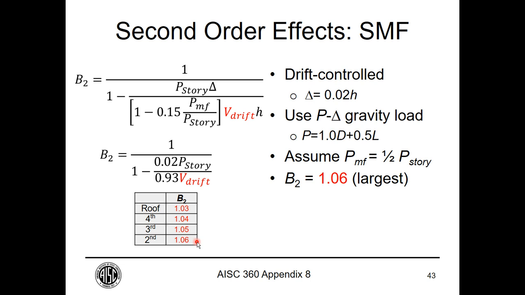All right, that's good news because it's less than 1.1, which means we can use an effective length factor of 1 for our moment frame columns. That's almost always the case for a special moment frame.